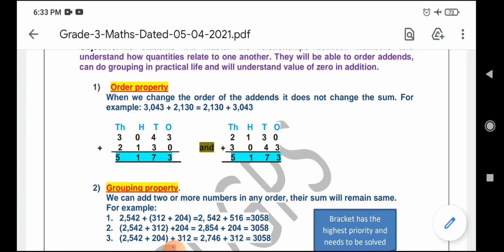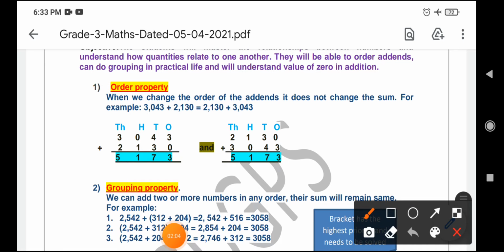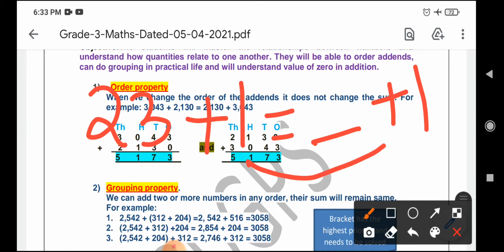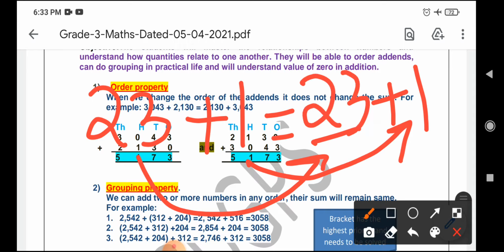Making you understand by another example, we may have 23 plus 1 is equal to dash plus 1. What you are going to write here, tell me? Yes, we are going to write the missing addend. The second addend is present here, but the first addend is missing. So I will write 23 here in such examples.